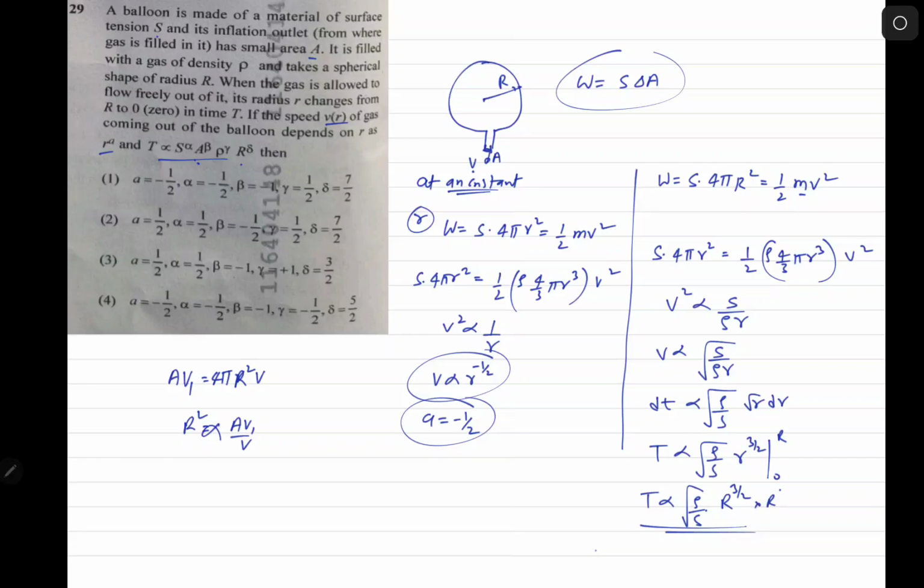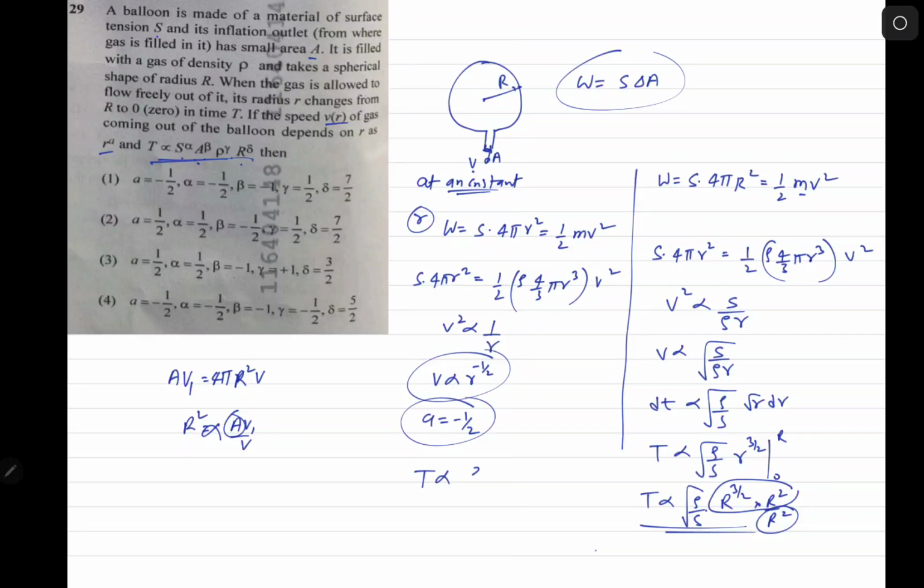So for that I need to multiply and divide with r square, so that the upper term becomes r to the power 7 by 2, and this r square is directly proportional to A. Unit-wise we can also do this question. This one I just derived. There's another method you can use, using the dimension formula. You just write the unit of each variable and solve.